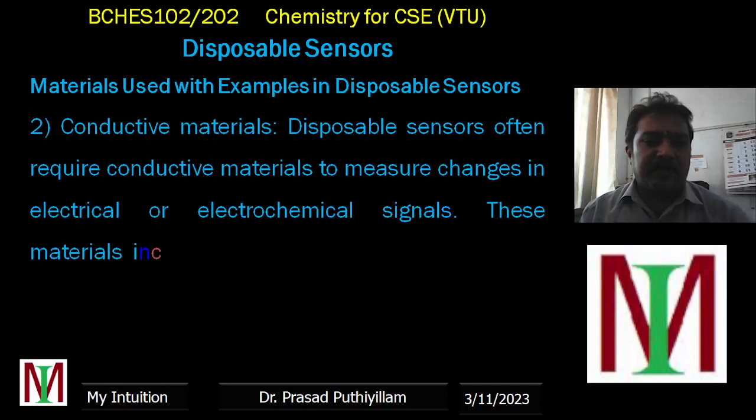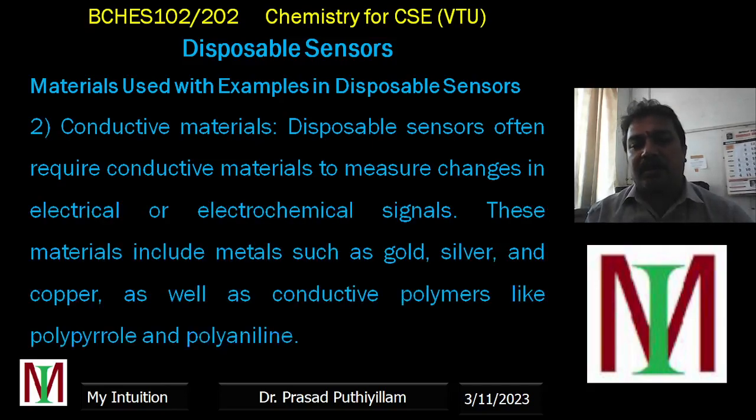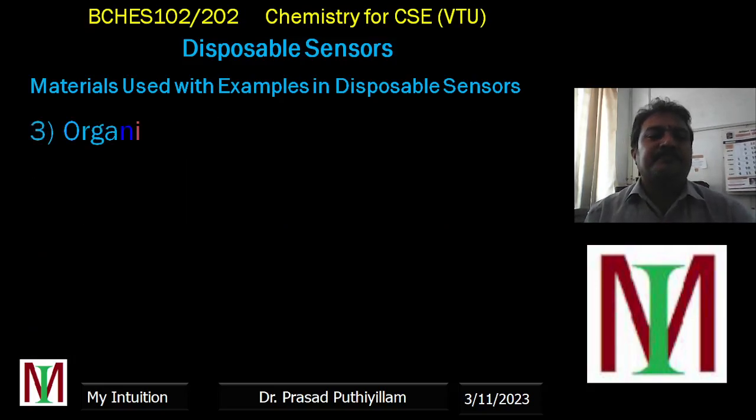Disposable sensors often require conductive material to measure changes in electrical or electrochemical signal. These materials include metals such as gold, silver, which are costlier, copper, and conductive polymers such as polypyrrole and polyaniline. In the previous example I took only the normal polymers. We have conducting polymers like polypyrrole and polyaniline, and they are also used in disposable sensors.